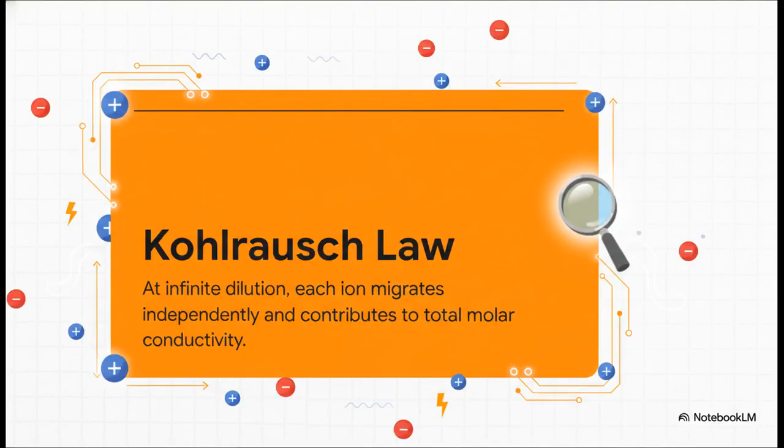Now this next part, Kohlrausch's law, sounds a bit intimidating, but the idea is actually pretty genius. Imagine a solution that is so dilute that the ions are basically social distancing. They're too far apart to interact. In that situation, each ion just does its own thing and contributes its own specific little bit to the total conductivity. And why is this so cool? Because it gives us a clever workaround to calculate values for weak electrolytes, which are otherwise super hard to measure.